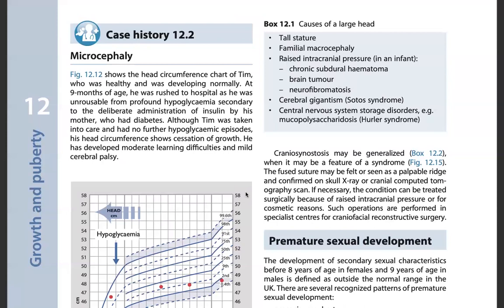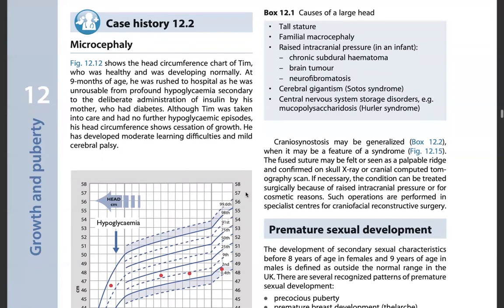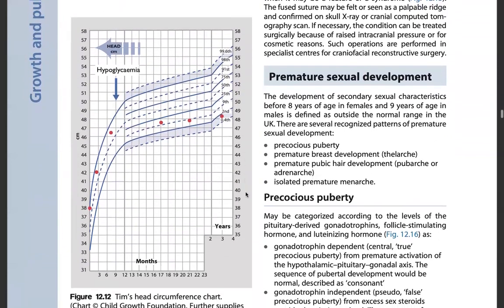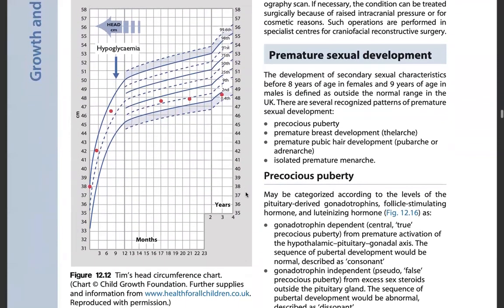If necessary, the condition can be treated surgically because of raised intracranial pressure or for cosmetic reasons. Such operations are performed in specialist centers for craniofacial reconstructive surgery. Premature sexual development of secondary sexual characteristics before 8 years of age in females and 9 years of age in males is defined as outside the normal range in the UK.